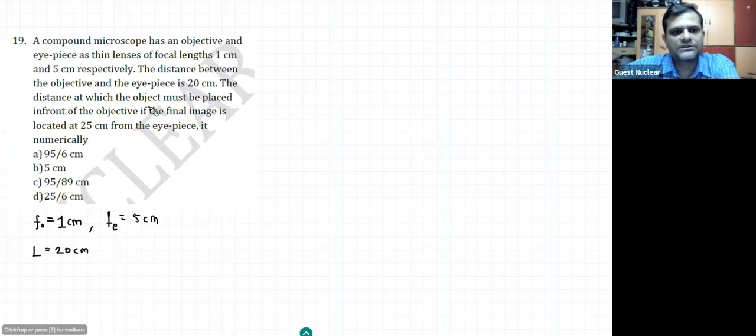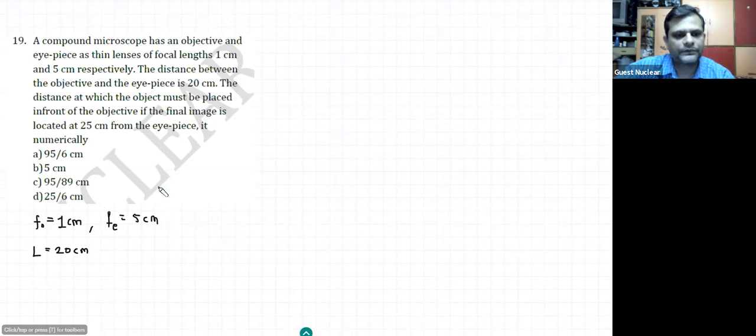Okay, the question asks: the distance at which the object must be placed in front of the objective if the final image is located at 25 centimeter from the eyepiece. The final image is going to be at 25 centimeter from the eyepiece. That means the final image is formed at the distance of distinct vision. So the distance of the final image from the eyepiece is 25 centimeter. In this case, we'll have to find out the UE also. Here we have to find UE properly.